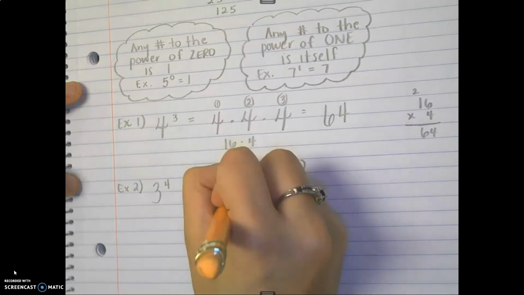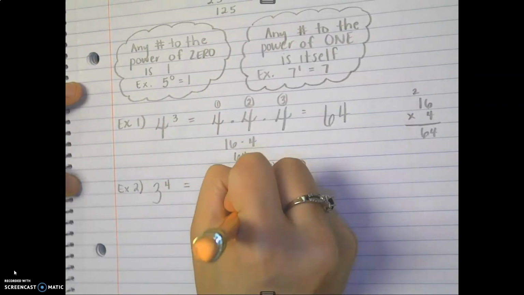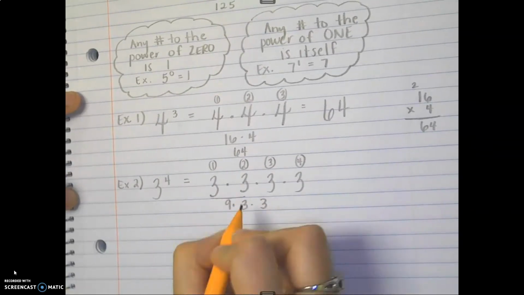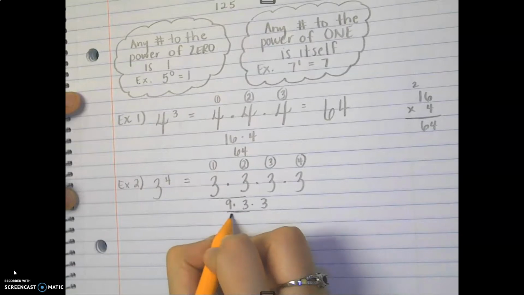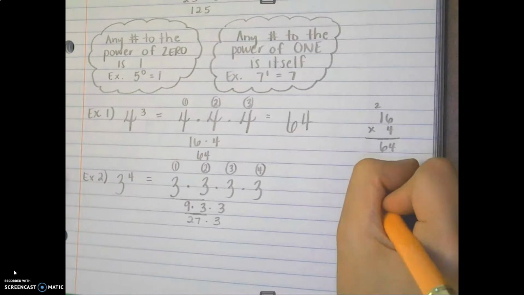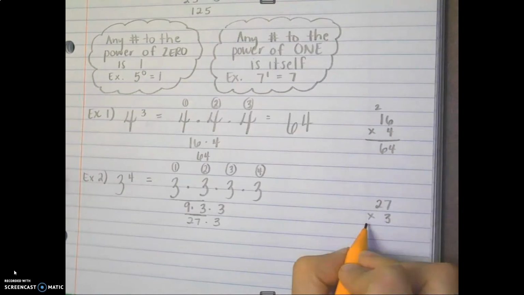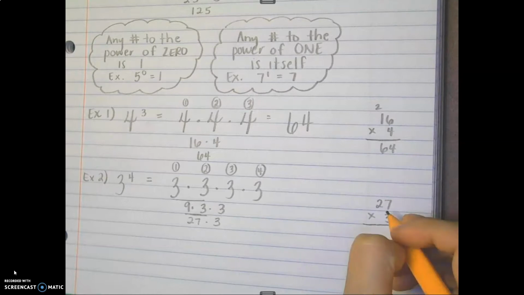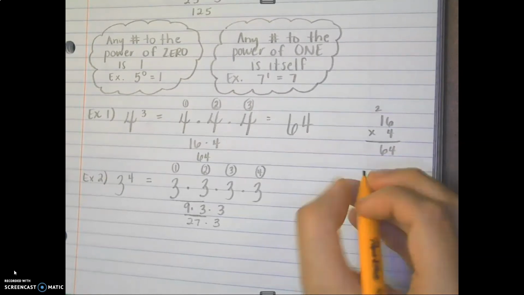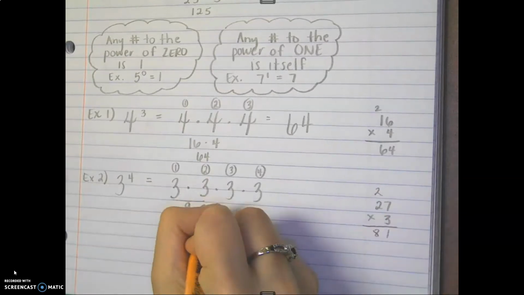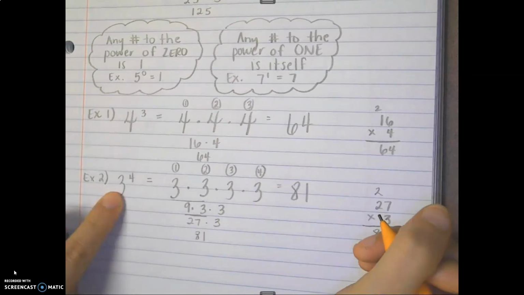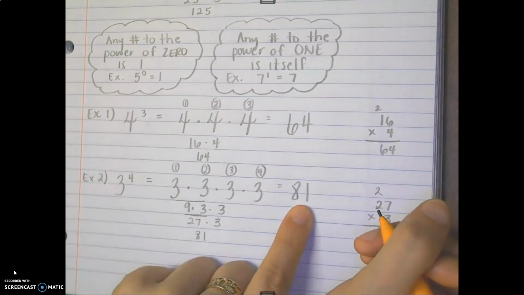3 times 3 is 9. Bring everything else down. 9 times 3 is 27. Bring everything else down, and then 27 times 3, I'm going to do that off to the side so I don't guess and get it wrong. 7 times 3 is 21, 3 times 2 is 6, plus 2 is 8. So my answer equals 81. So 3 to the power of 4 equals 81.